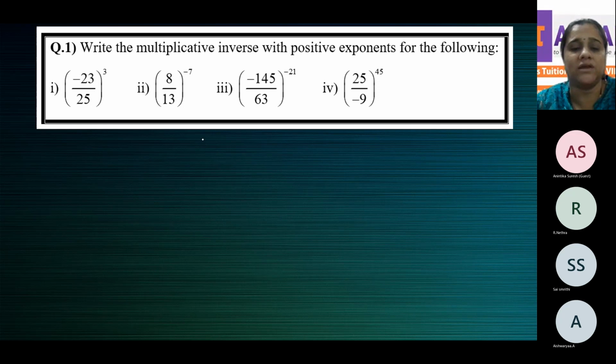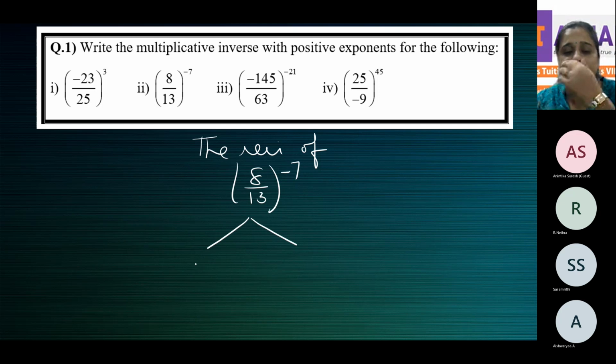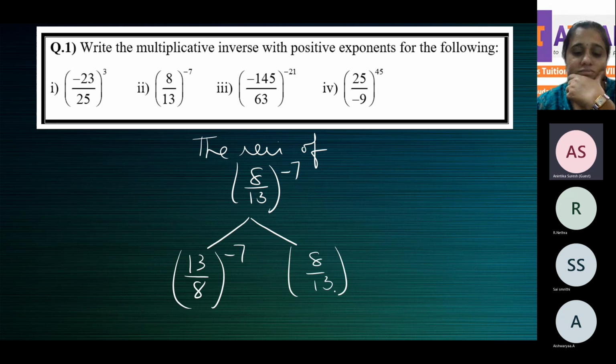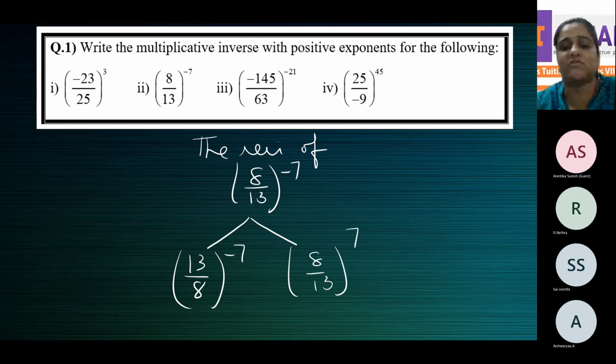Now, let me try it with you again. Tell me the reciprocal of 8 by 13 to the power minus 7. Tell me the two ways of writing it, Anantika. One way could be 13 upon 8 raised to the power minus 7, or 8 upon 13 raised to the power plus 7. Okay, so now which one will you choose to answer this question?